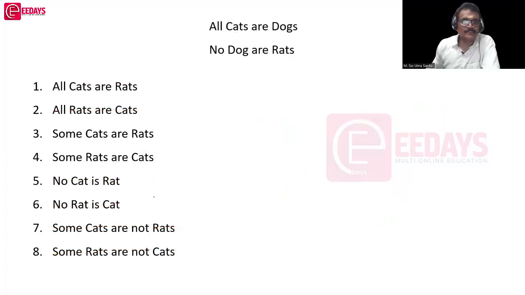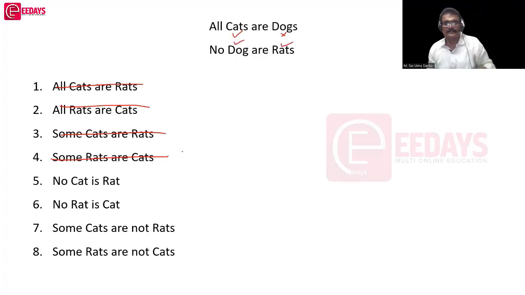Okay, let's go to the next one. In the same way, if any one of the statement is negative, the conclusion must be negative. So strike off all four conclusions, no need to check this end. Next, middle term must be distributed. Cats distributed, dogs not distributed, dog and rat distributed. So, middle term is distributed. Now, if any one of the statement is negative, the conclusion must be negative. Now, you check which of these conclusions are valid.